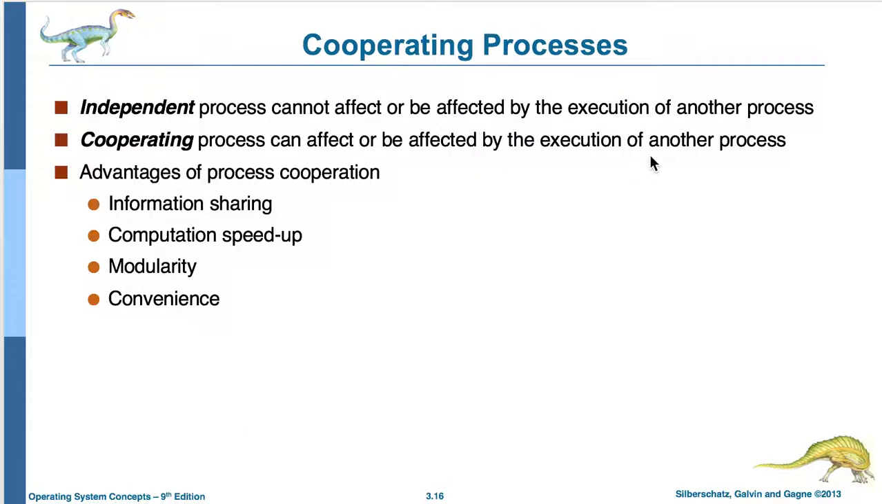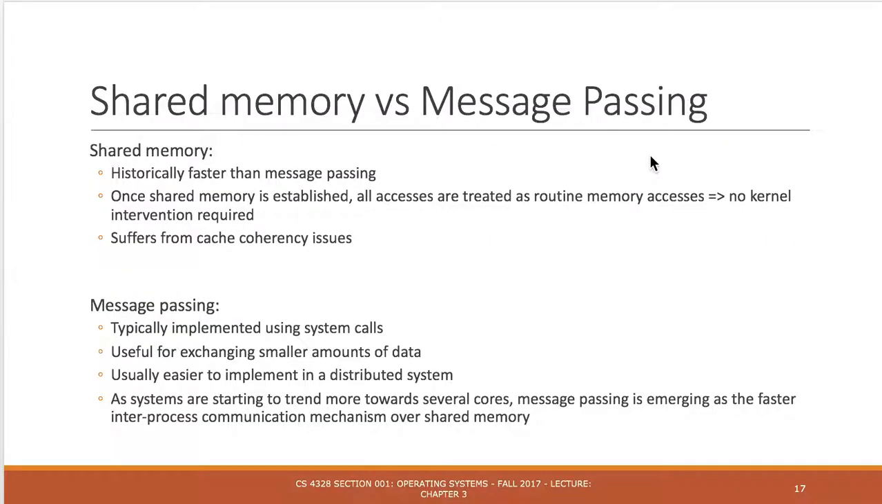Once again, when we're looking at cooperating processes, independent processes really cannot affect or be affected by the execution of another process, whereas cooperating processes definitely can affect or be affected by the execution of another process. There are, once again, advantages to process cooperation. These are in the realm of information sharing, computation speed up, modularity, and convenience.